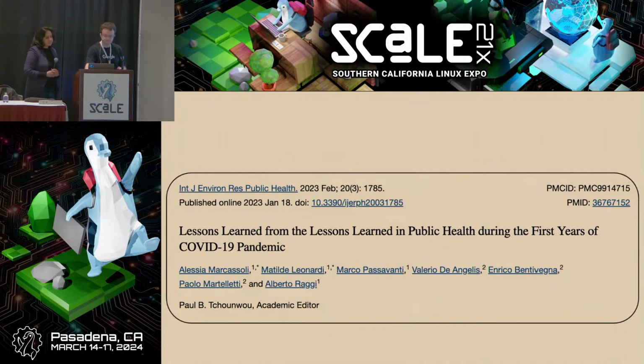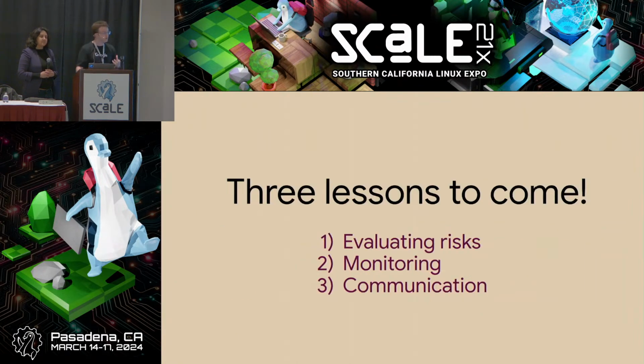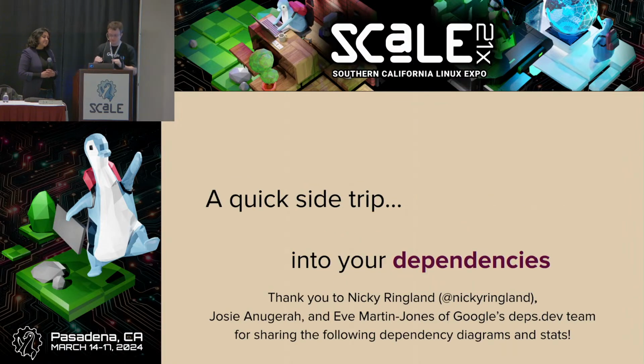And since the COVID pandemic and this sharp rise in supply chain attacks were happening at roughly the same time, I wondered whether there were any lessons from COVID for open source that we could borrow. And as it turned out, there were quite a few, but today we're going to focus on three: evaluating risk, monitoring, and communication. But for these connections to make the most sense, we'll first need to talk briefly about dependencies, just to make sure we're all on the same page.